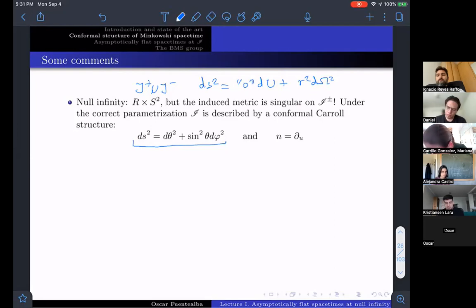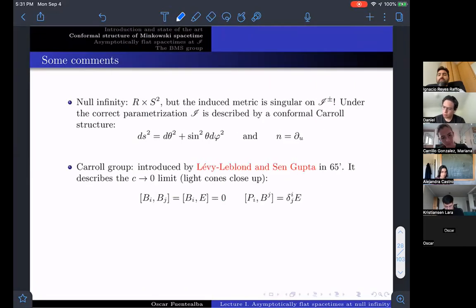the geometry of null infinity is described by a conformal Carroll structure. But what is a conformal Carroll structure? It is something that is defined by this normal vector here and this singular metric, where the vector has inner product equal to 0 with the singular induced metric on scri. That is a conformal Carroll structure.